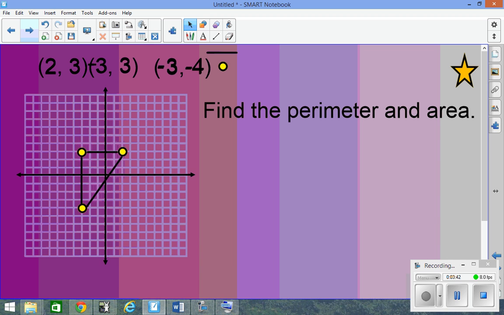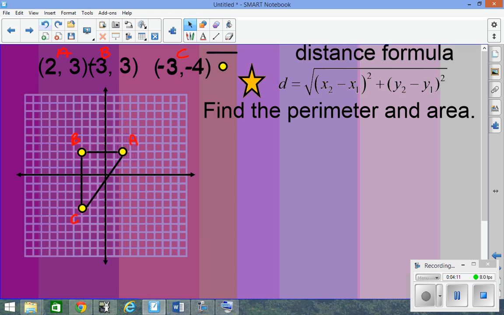All right, this one's going to ask us to find the perimeter and the area of this triangle. So these points are plotted on this graph below. We'll call this point A, and this one B, and this one C. So 2, 3 is my A, -3, 3 is my B, and this one down here will be my C point. Find the perimeter. So you know perimeter is equal to the total distance around the entire figure.